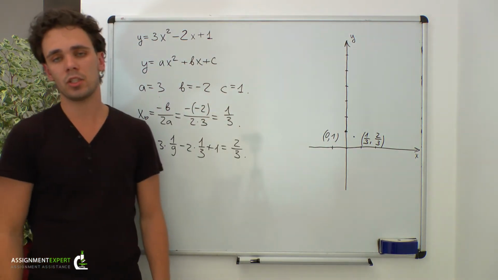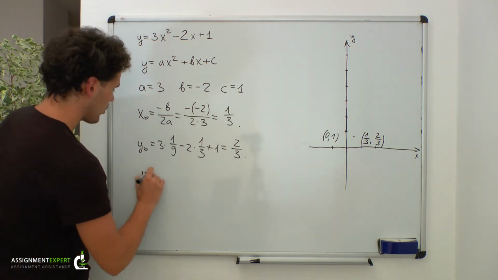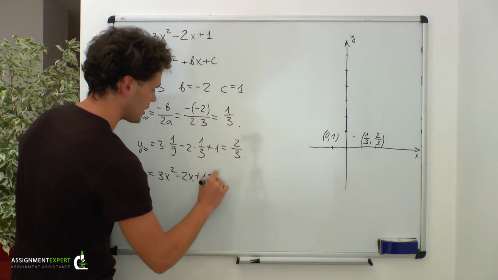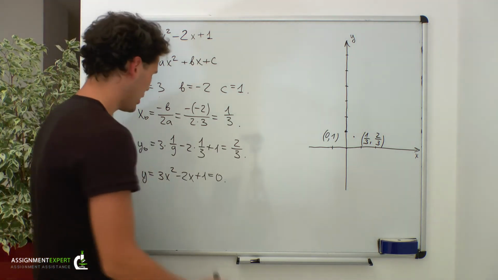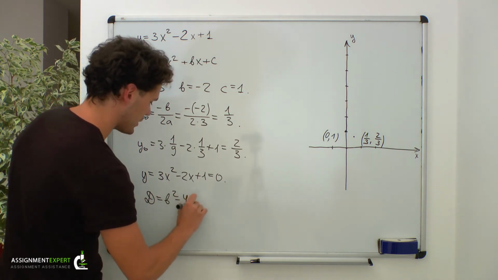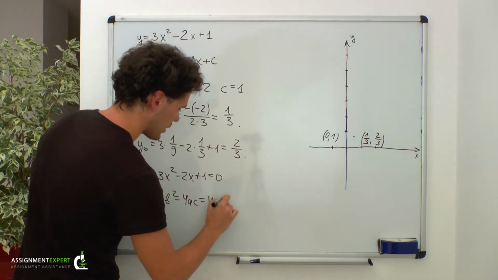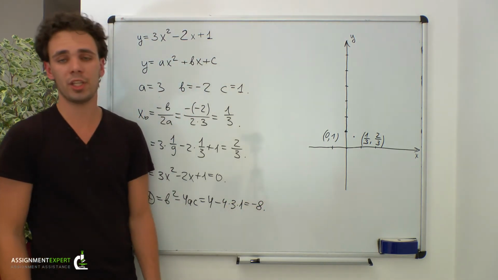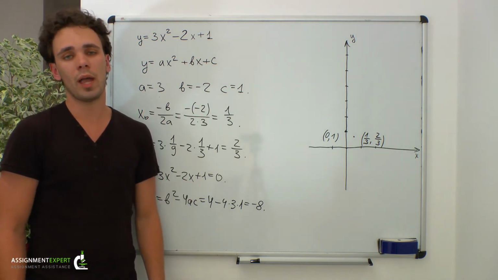Now we need to find the x-intercepts of our equation. To do this, we need to solve the following equation: y equals 3x squared minus 2x plus 1 equals 0 for x. To solve this, we need to find the discriminant of the equation. The formula for it is the following: D equals b squared minus 4ac. In our case, this is 4 minus 4 times 3 times 1 and gives us -8. Our discriminant is less than 0 and this means that this equation has no real roots. Therefore, there are no x-intercepts.